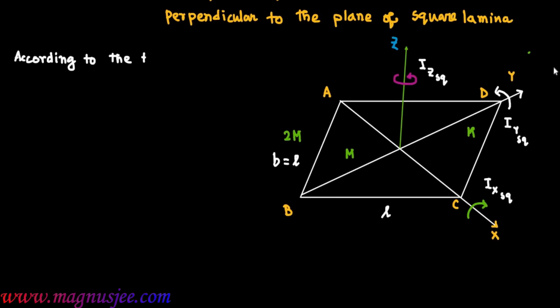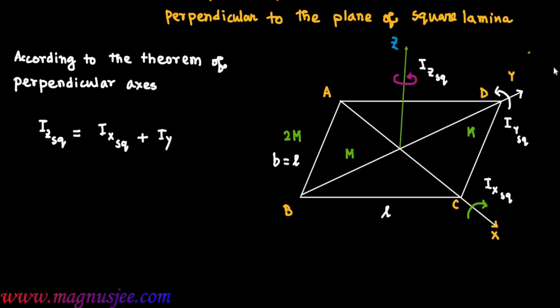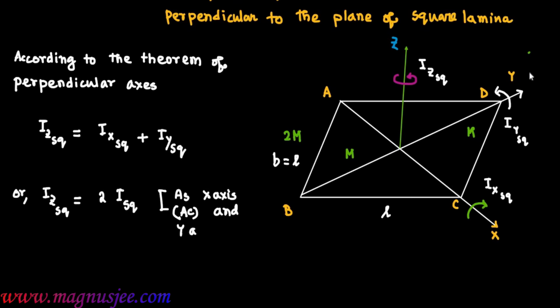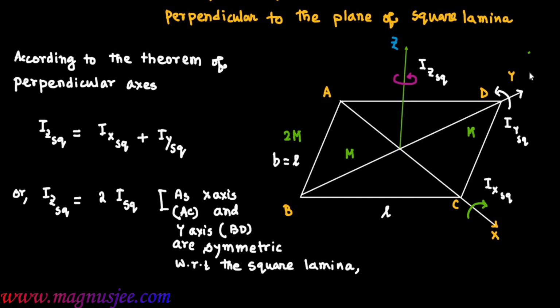According to the theorem of perpendicular axis, I_Z,SQ is equal to I_X,SQ plus I_Y,SQ, where I_X,SQ and I_Y,SQ are the moments of inertia of the square about the x and y axes. The x-axis, the diagonal AC, and the y-axis, the diagonal BD, are symmetric with respect to the square lamina. Hence I_X,SQ equals I_Y,SQ.